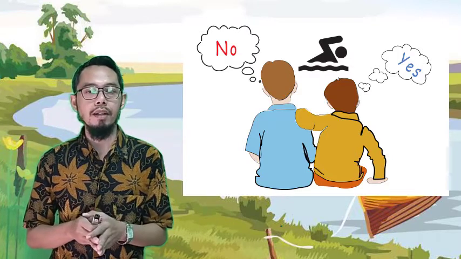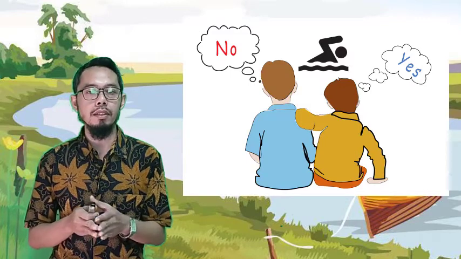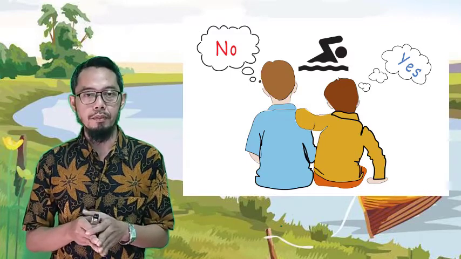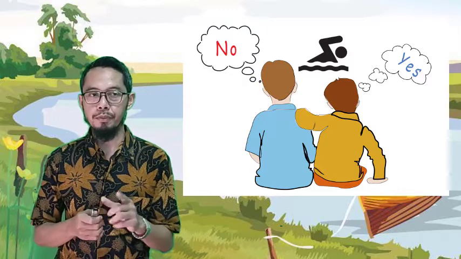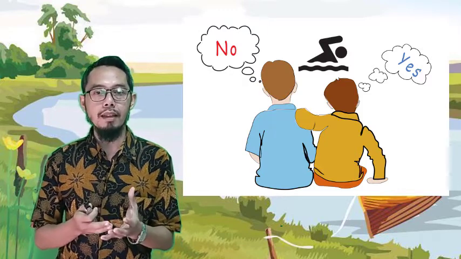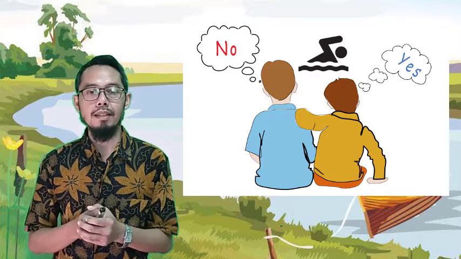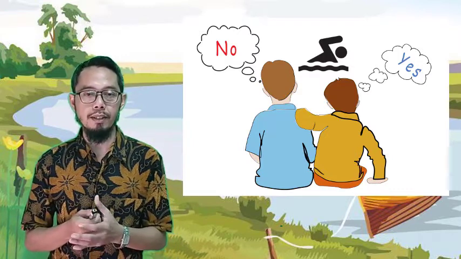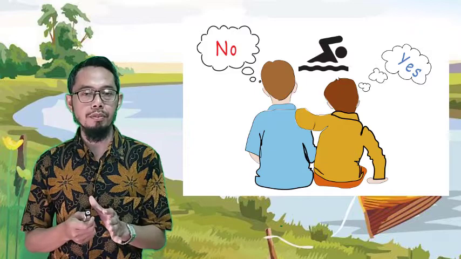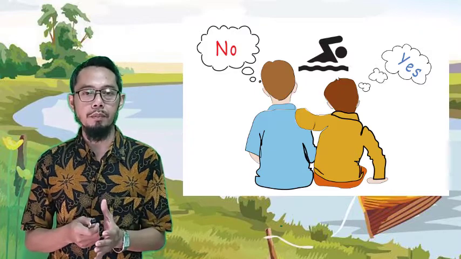One thing that you have to identify is based on the questions. We have two questions. The first one, what are they talking about? And the second one, what does Dafa say to his friend? I'll give you a few moments to have a look at the picture.